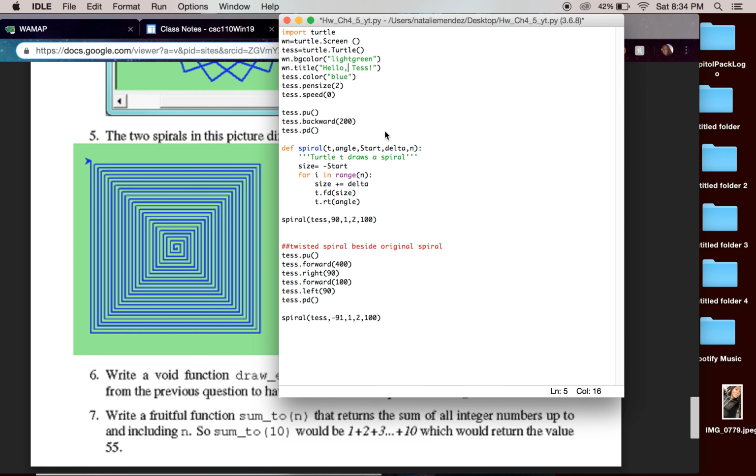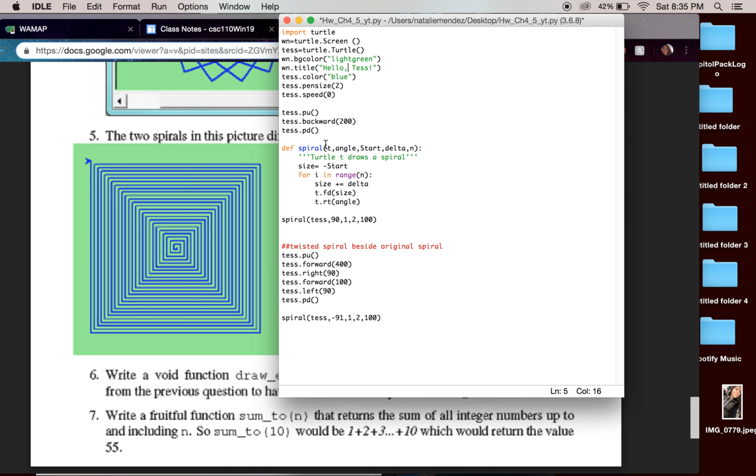And in order for both of these spirals to fit on the page, I picked up Tess and I moved her to the left of the screen 200 units. So that's why you see this Tess backwards 200 units. And then I went ahead and I put the pen down so that Tess can actually start making these spirals.